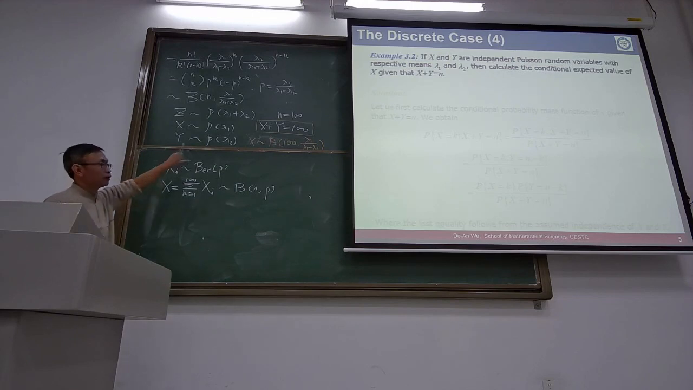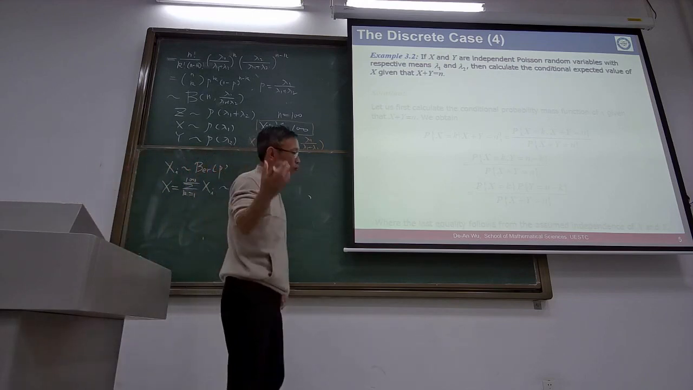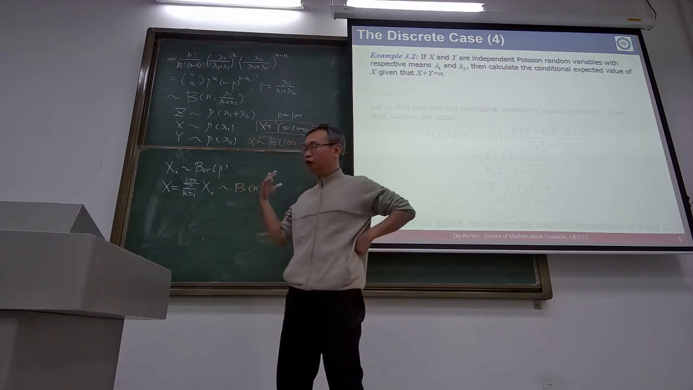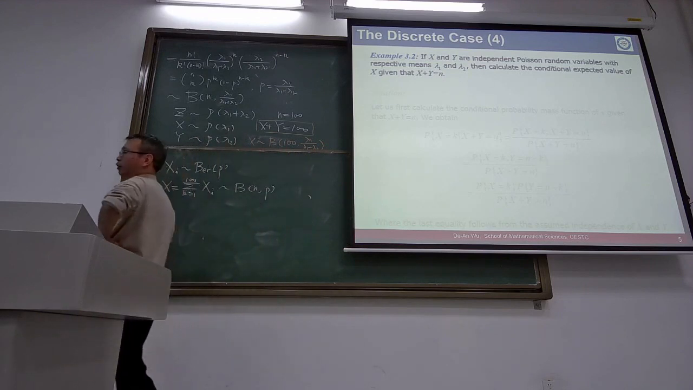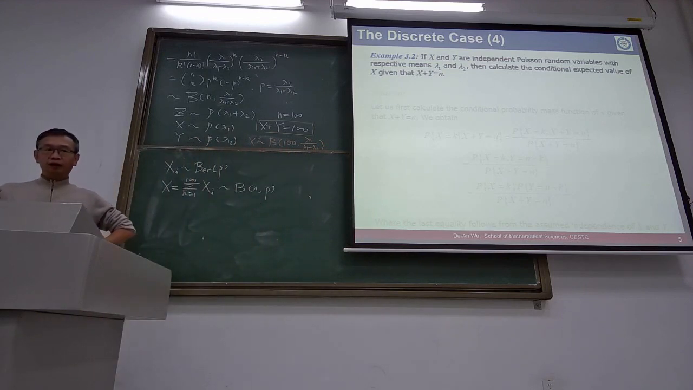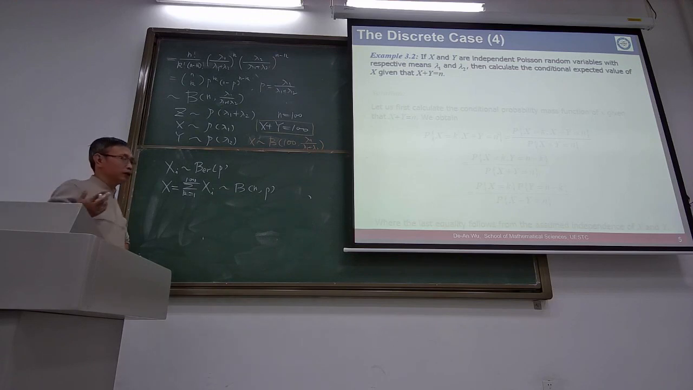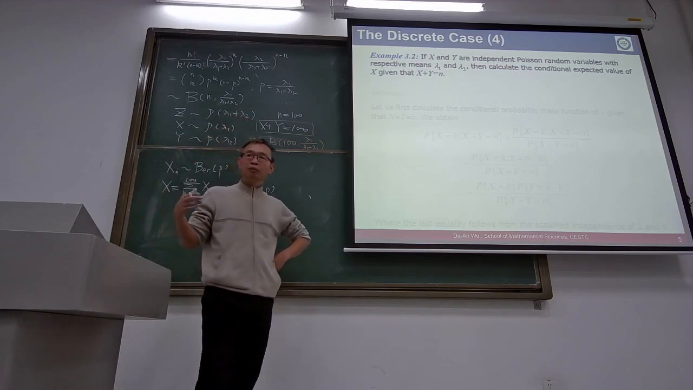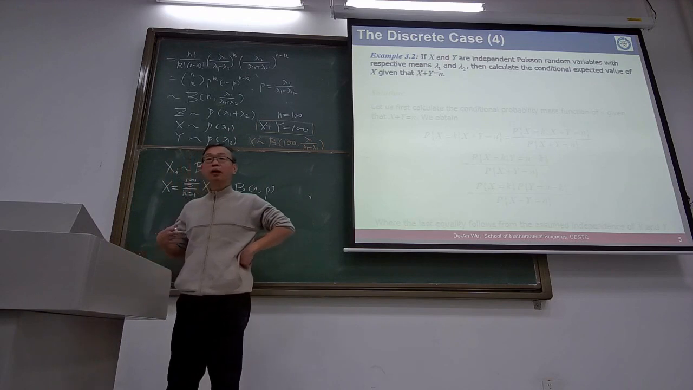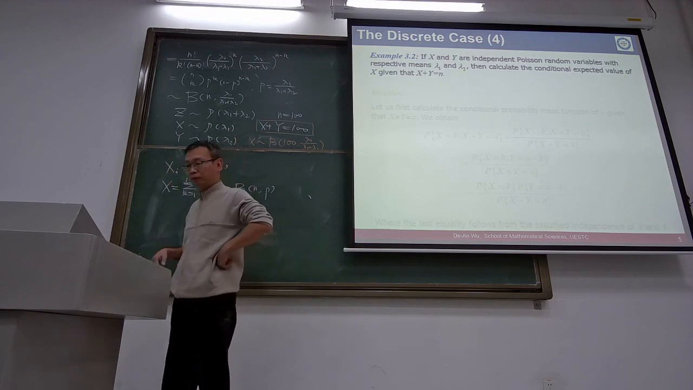Combine this result and this result, and you will have an intuitive understanding of why, under such a case, the conditional probability is just binomial. Actually, the Poisson process is a very simple process. In the discussion of Poisson, I have shown you that Poisson is just a limiting case of binomial. Okay.